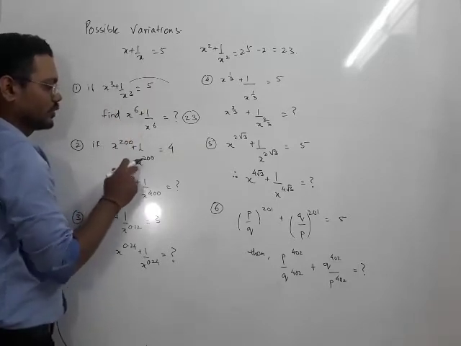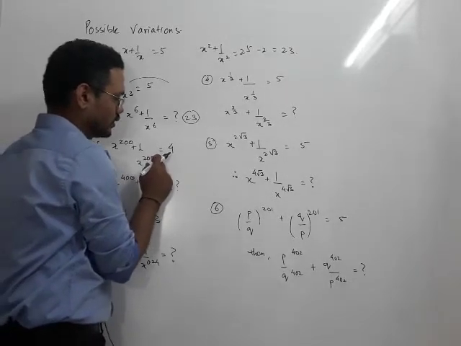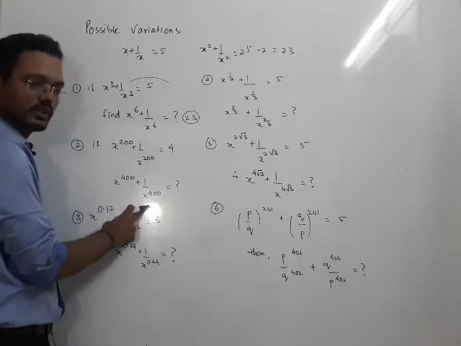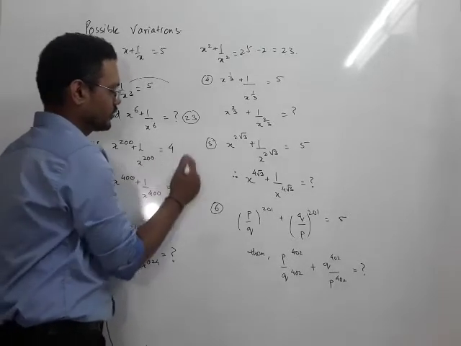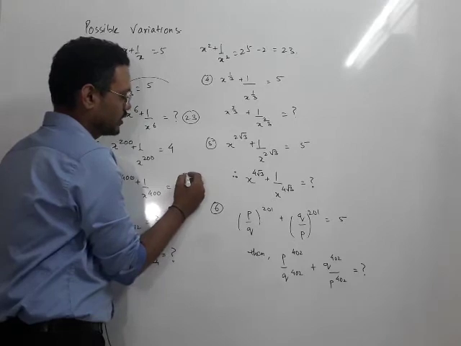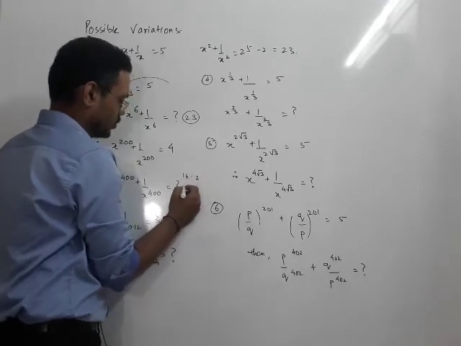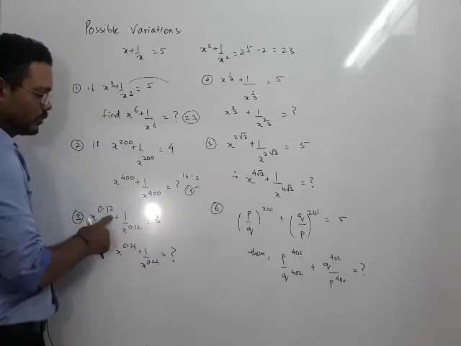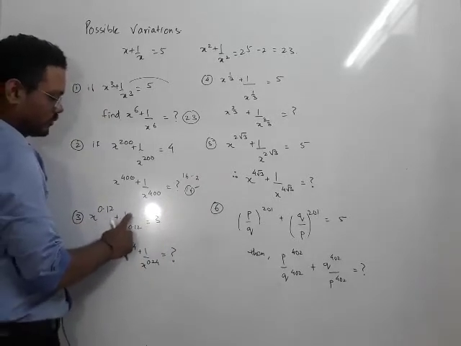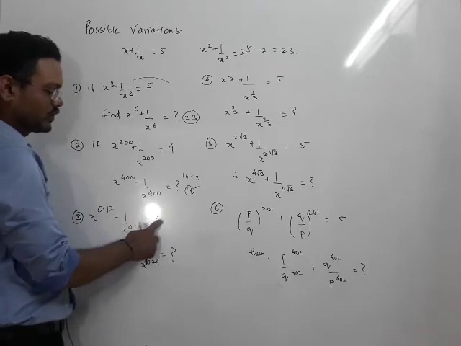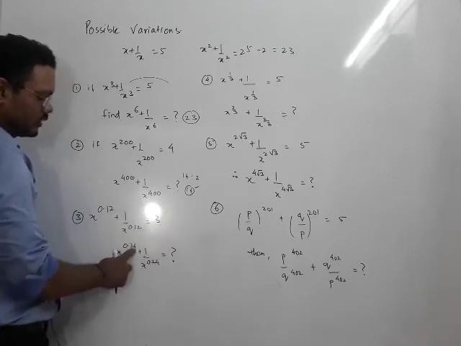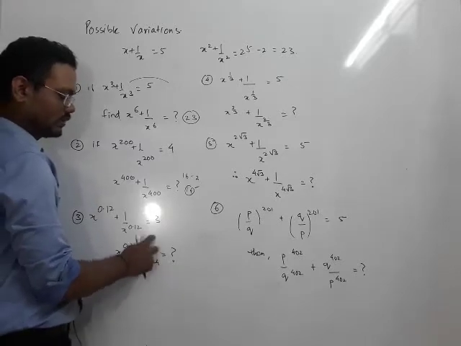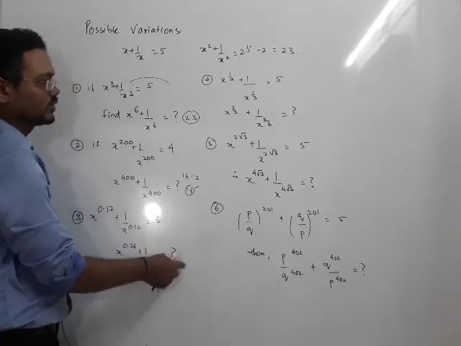Similarly, x raised to 200 plus 1 upon x raised to 200 is 4. What is x raised to 400 plus 1 upon x raised to 400? It is nothing else but 4 square, which is 16, minus 2, which will be 14. It's an oral answer. x raised to 0.12 plus 1 upon x raised to 0.12 is given as 3. What is x raised to 0.24 plus 1 upon x raised to 0.24? It is nothing else but 3 square, 9, minus 2, which is 7.